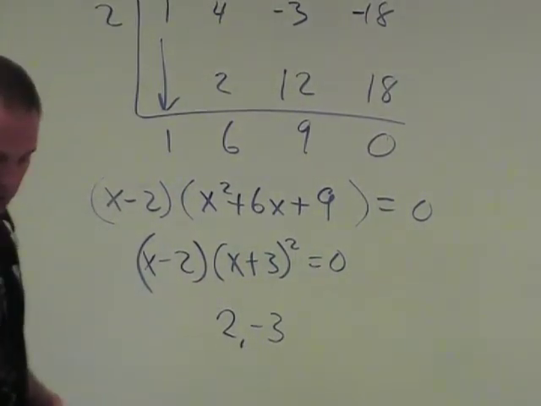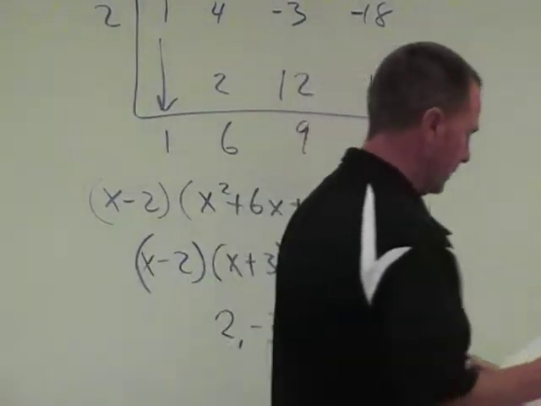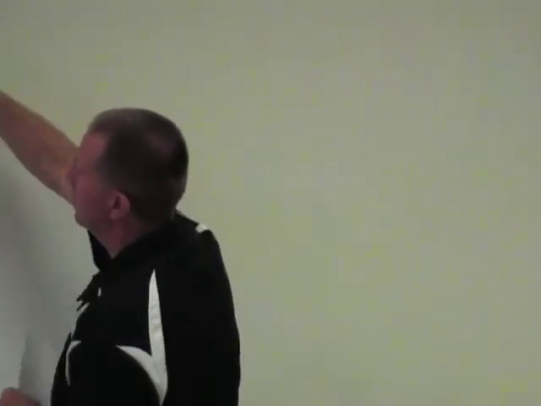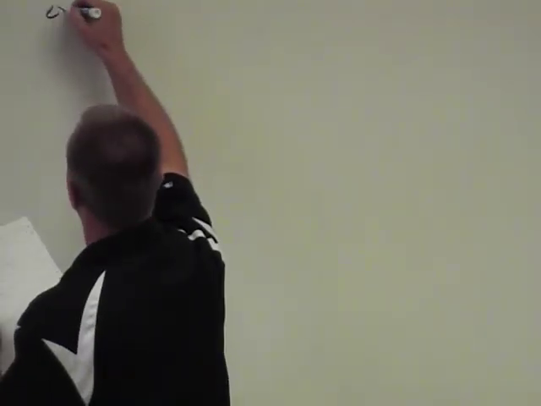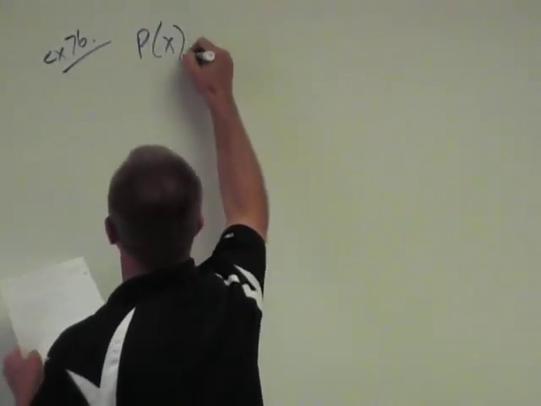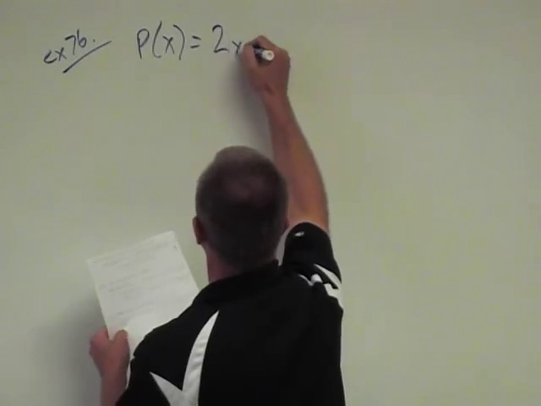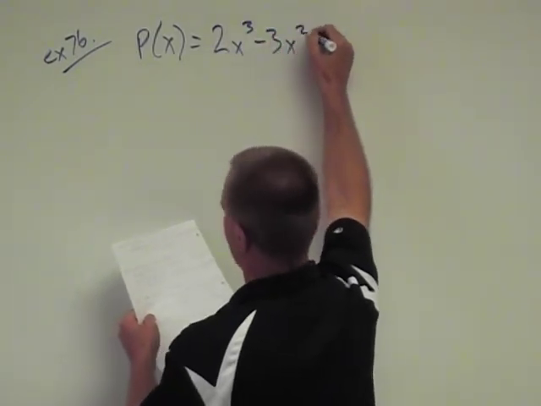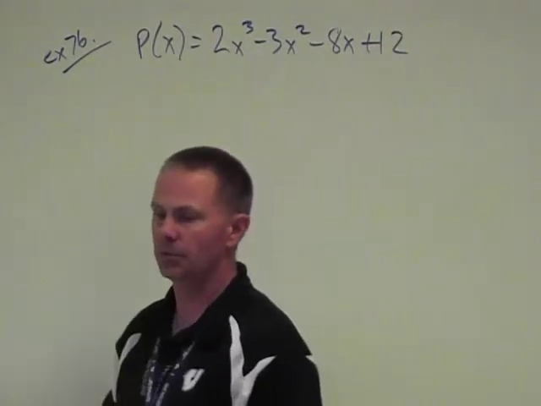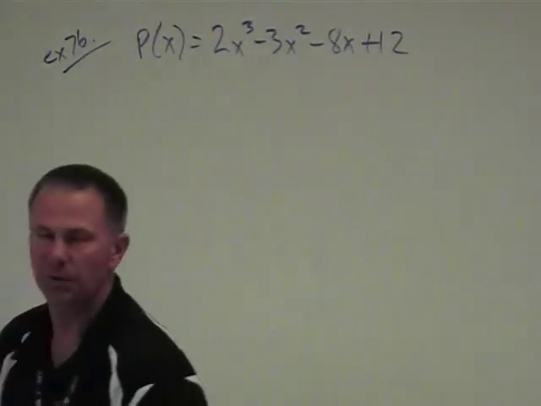Okay, then the last thing I want to do is take a bigger problem and just have you tell me what all the possible zeros are. So this is number 76. We're going to finish this more tomorrow, but I want you to just start with telling me all the possible zeros. 2x cubed minus 3x squared minus 8x plus 12. So I want to know all the possible zeros, and this will be it for today.